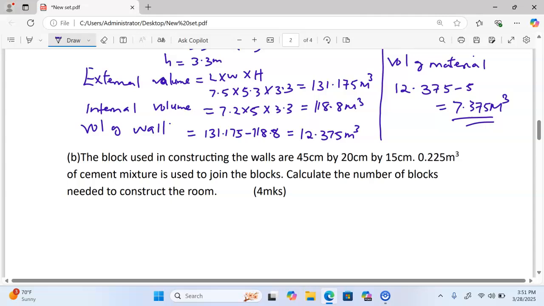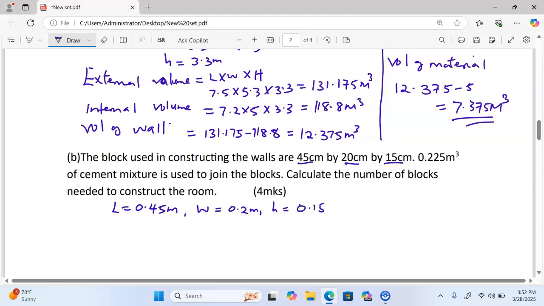We are moving down. The block used in constructing the walls are 0.45, that is 45 centimeters, 20 centimeters, 15 centimeters. In this case now, we are going to analyze the components as follows. The length of 45 centimeters, you divide by 100, you get 0.45 meters. We have a width of 20, you divide by 100, you get 0.2 meters. And of course, the height of 15 centimeters, you divide by 100, you get 0.15.